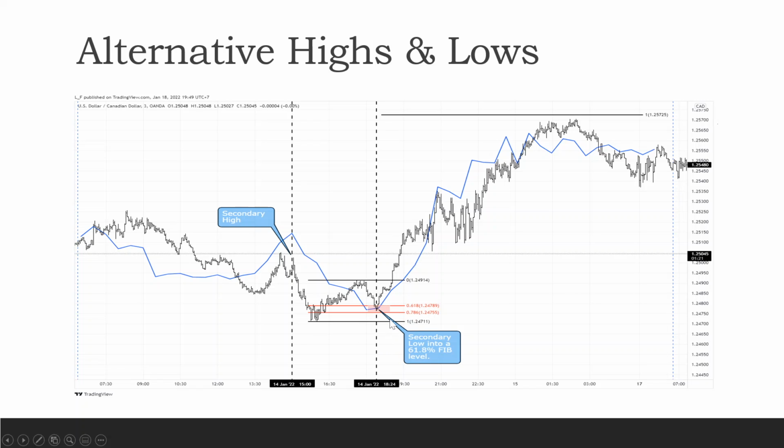I'll do a video later on going over risk to reward, and how much I risk each trade, but that'll be another video.